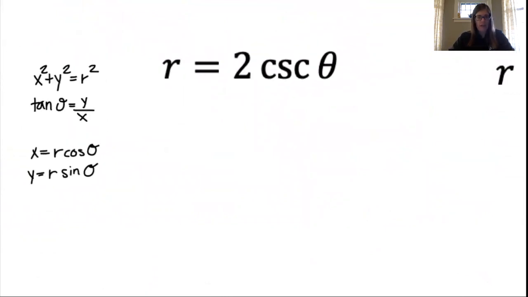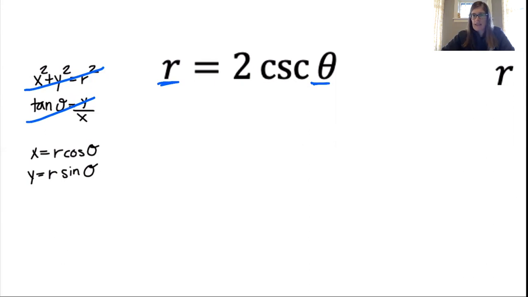Okay, so I'm going to do r equals 2 cosecant theta. Again, think about what form you're actually in. This has r's and thetas, so I want to turn it into x's and y's, rectangular form. Looking at my 4 equations, I'm going to cross off x squared plus y squared equals r squared, because that one has r but doesn't have theta. I'm also going to cross off tangent theta equals y over x, because that has theta but not r, and this equation has both. So I'm thinking about x equals r cosine theta and y equals r sine theta.